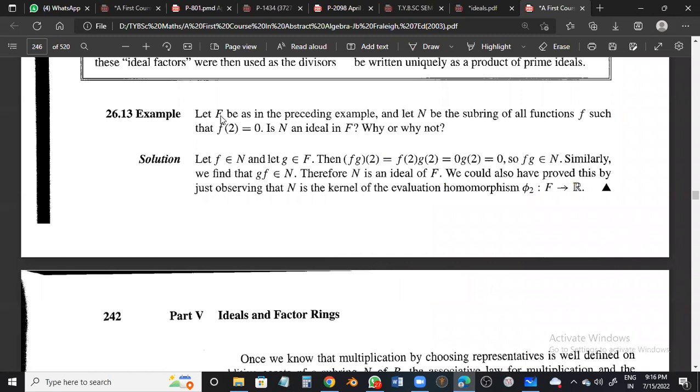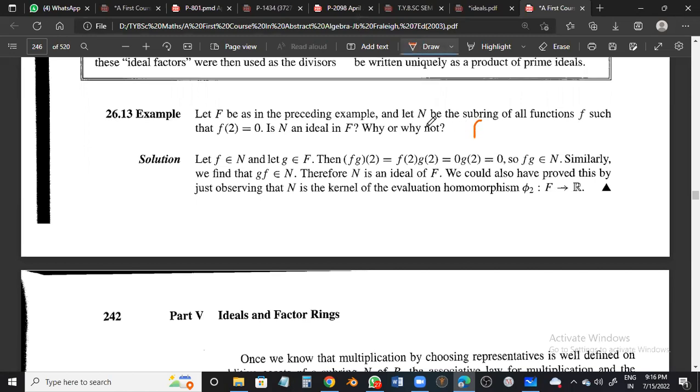They are taking the same F as above, and N they are taking as a subring of all functions f such that f of 2 vanishes. What kind of functions are they selecting? At 2, the value of that function becomes 0. So is this N an ideal? That is the question. So what do you want to check? If you multiply any function to N, will it be a subset of N? So you can check here.